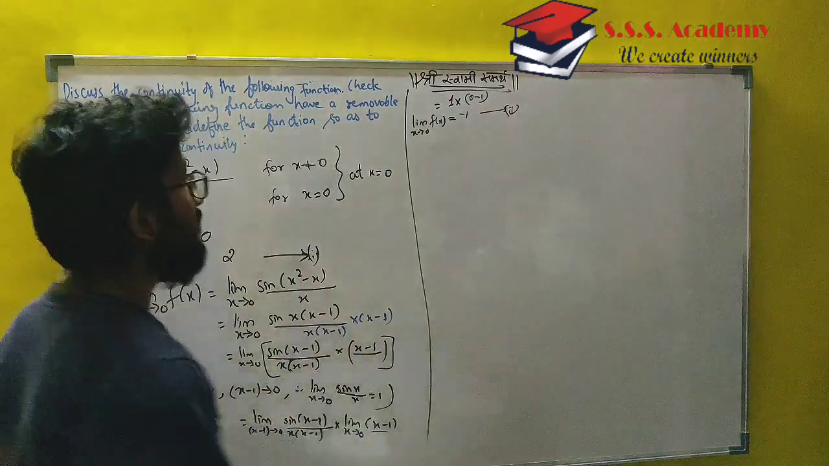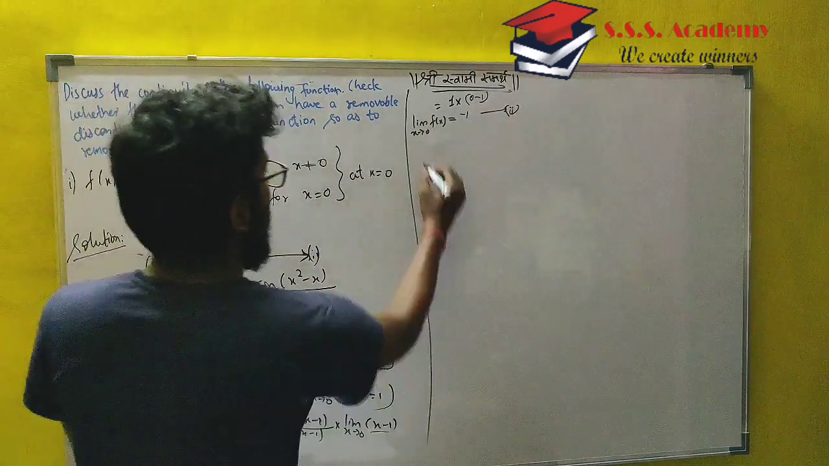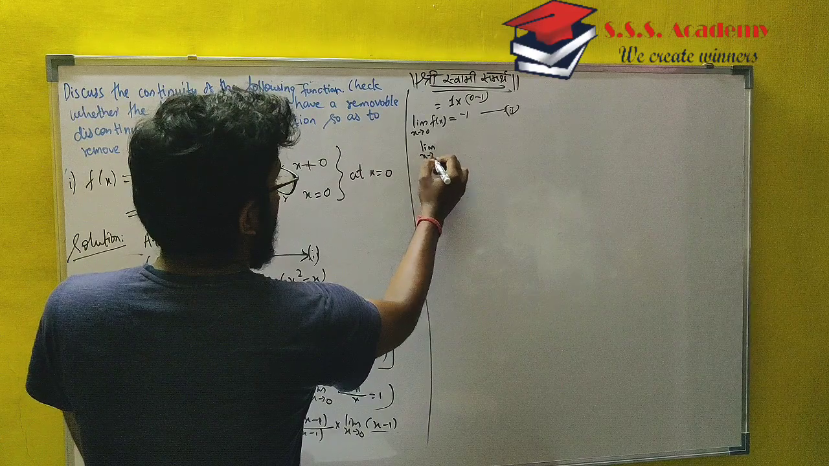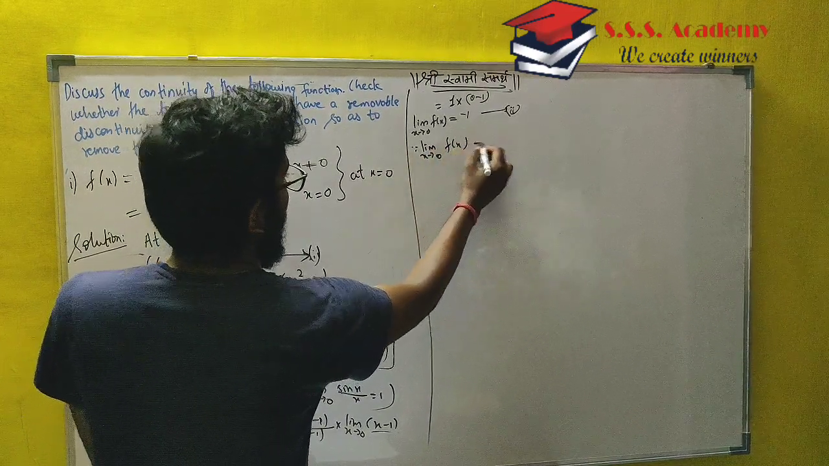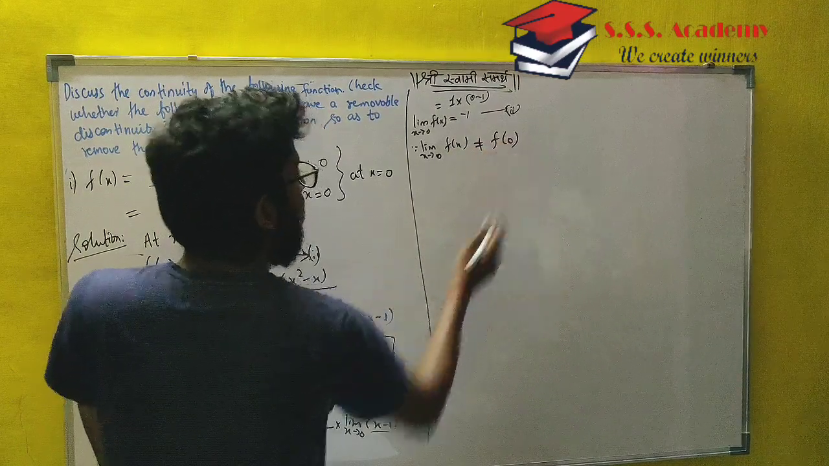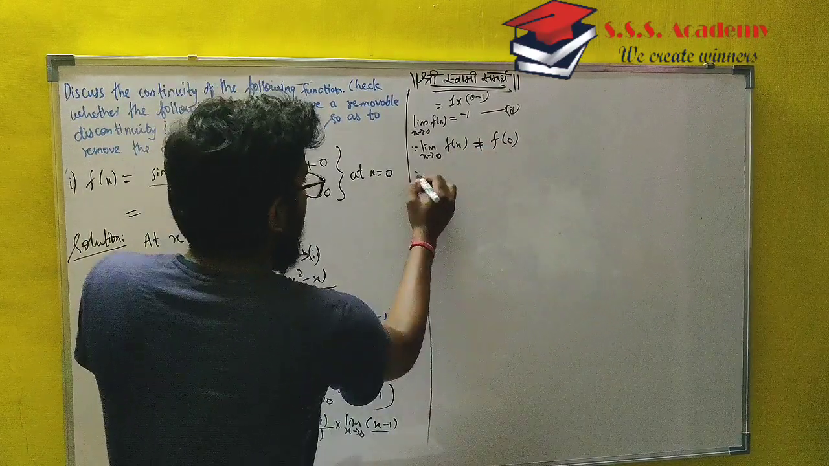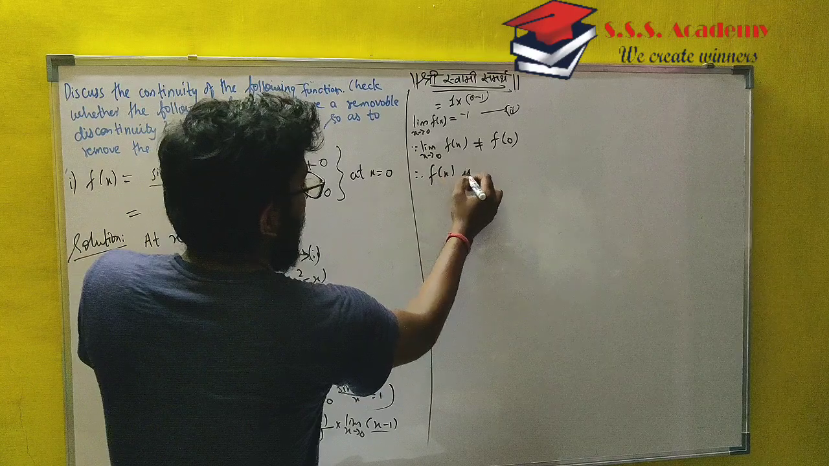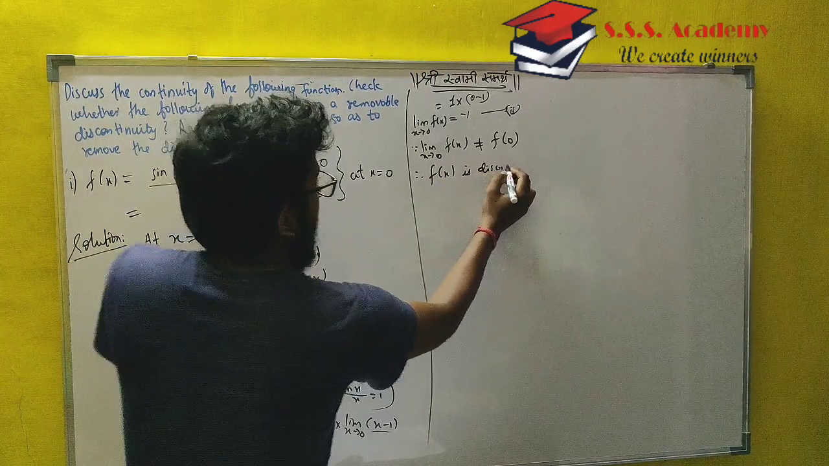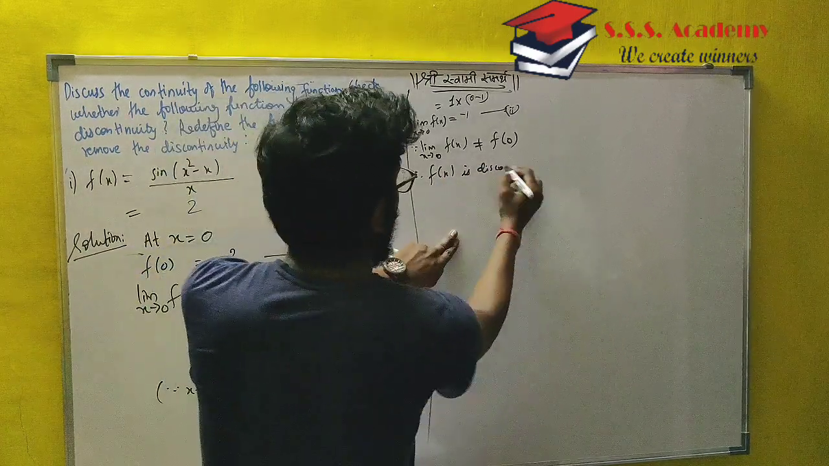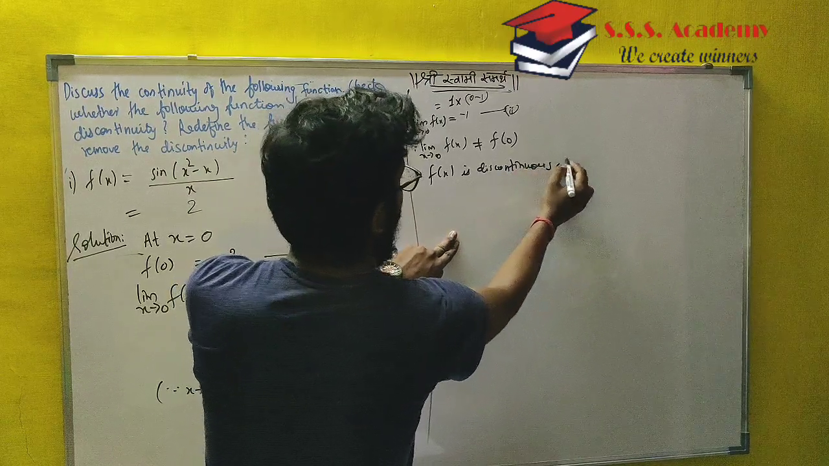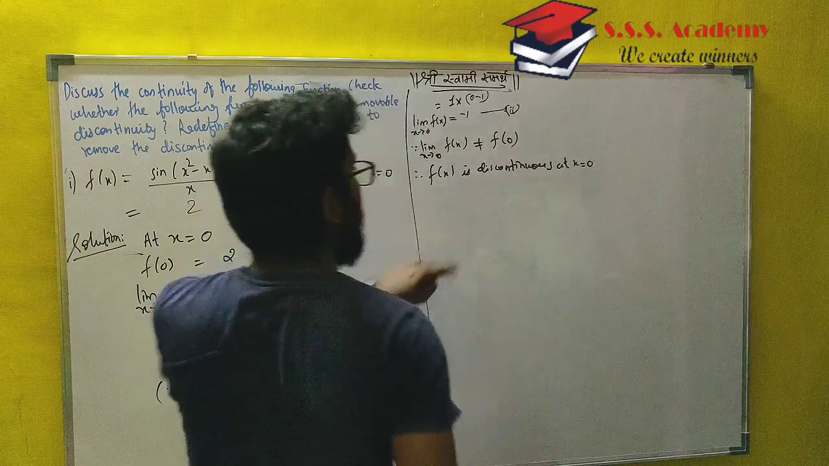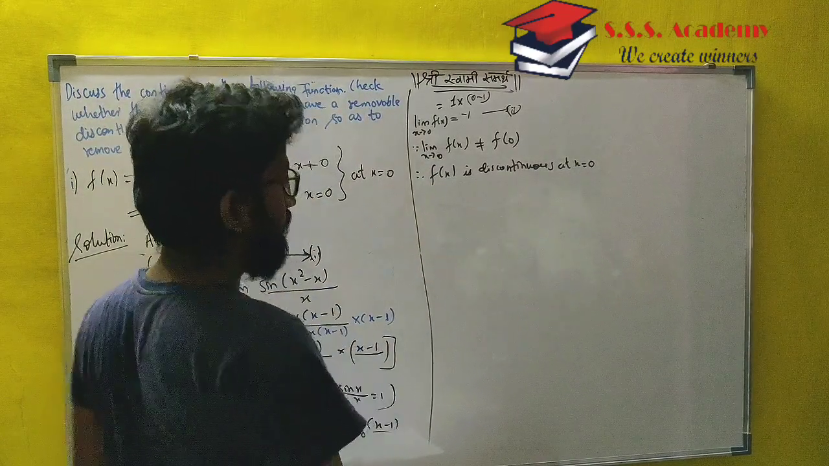And we can see that since limit x tends to 0 of f of x is not equal to f of 0, therefore we will say that f of x is discontinuous at x equals 0.